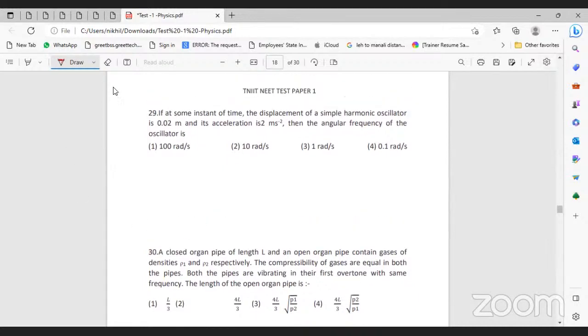Come to this problem. At some instant of time, the displacement of the simple harmonic oscillator, either x or y, you can take it as 0.02 meter. The acceleration is 2 meter per second squared. They're asking you to find the angular frequency. You know that acceleration is given by omega squared y or omega squared into x. So omega will be the root of a by x.